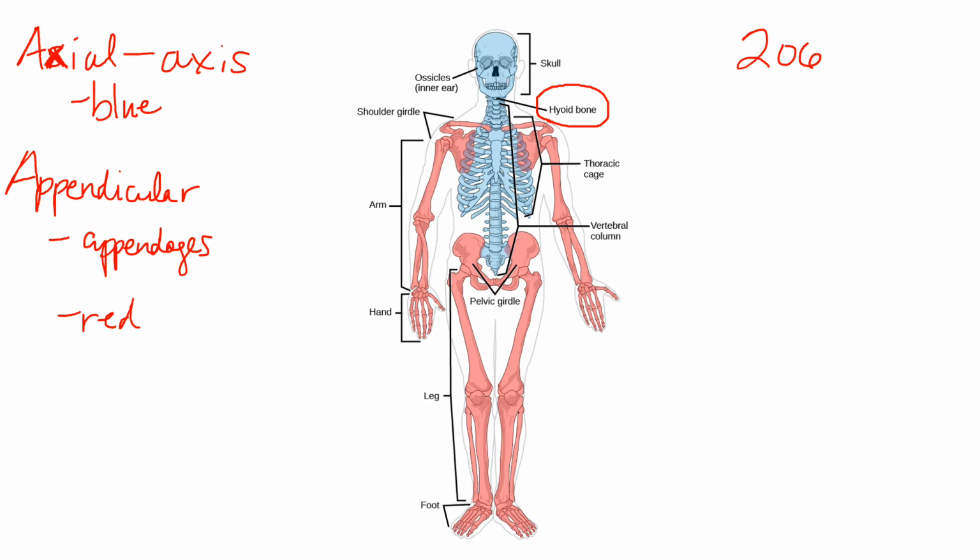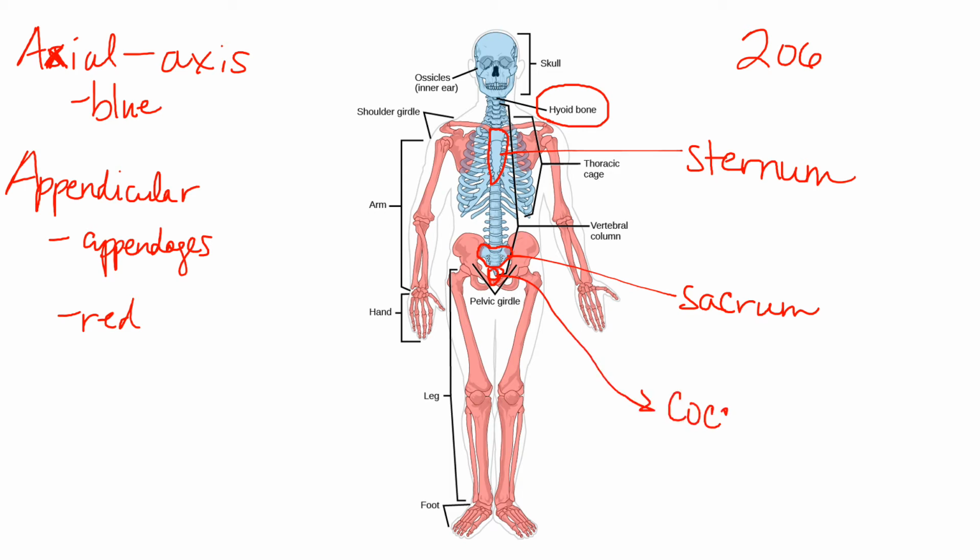The other thing we can see is the thoracic cage, which is the ribs. And this bone right here in the middle of that rib cage is the sternum. Then we can see the vertebral column, which are the individual vertebrae. At the bottom of the vertebral column, we have some fused vertebrae that are called the sacrum. And at the very tip, below the sacrum, we have something called the coccyx, which you might refer to as your tailbone.